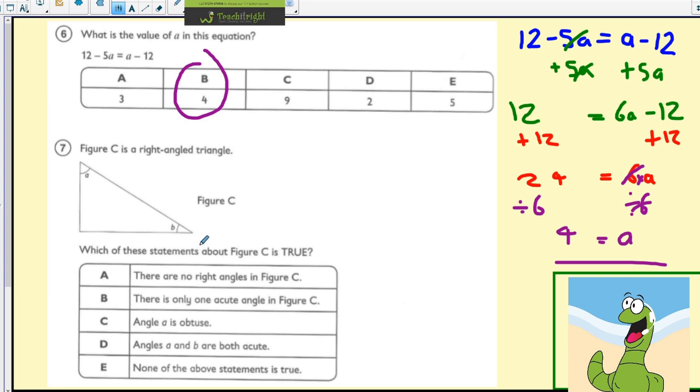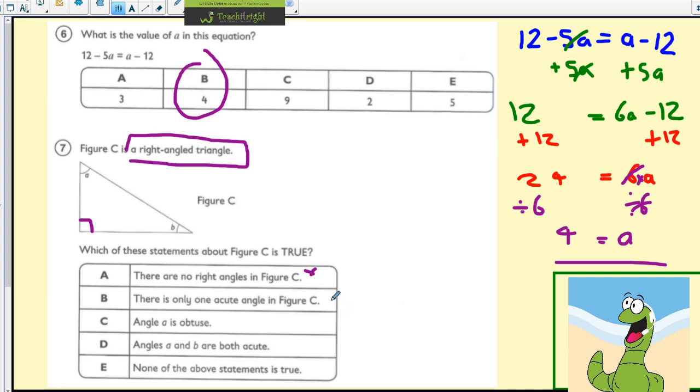Which of these facts is true? There are no right angles. Well, no, there is. It's a right angle triangle. It says it's a right angle triangle. So I think that one sounds good to me.